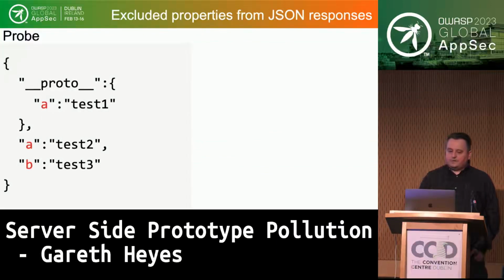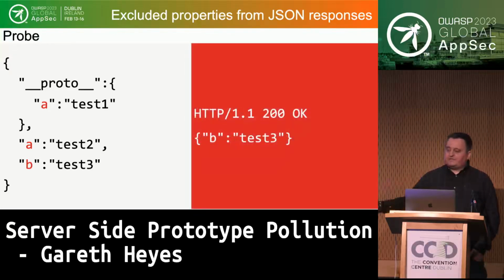So here we send some prototype pollution. This one was found in the Lodash library, but it is a generic technique that can likely be applied to other libraries. And how it works is you send an inherited property, in this case A. So we inject an inherited property A and then a regular property A and B. And if the server reflects the object back and B is reflected, but A is not, this is a strong indicator of prototype pollution.